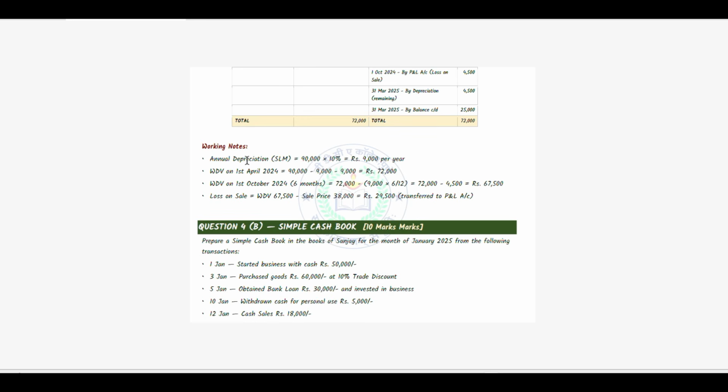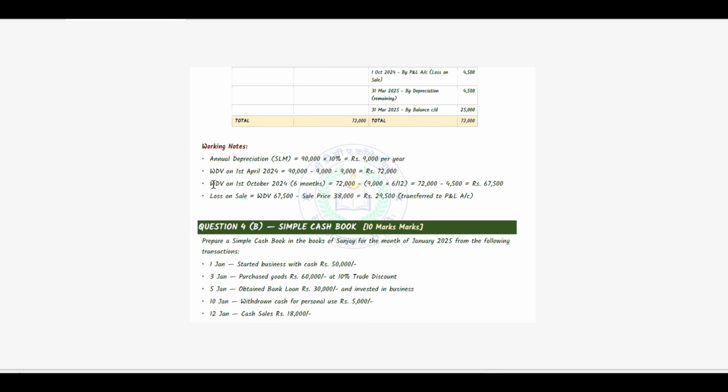Then working notes, annual depreciation, that is SLM, fixed line method you can say, or straight line method. 90,000 was the initial cost, and then we have to multiply it by 10%, which is equal to 9,000 rupees per year. So written down value on 1st April 2024: 90,000 minus 9,000 minus 9,000 is equal to 72,000 for 2 years.